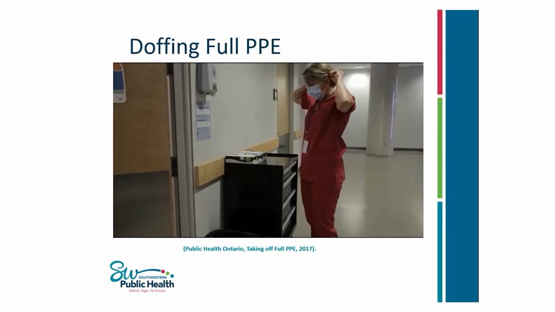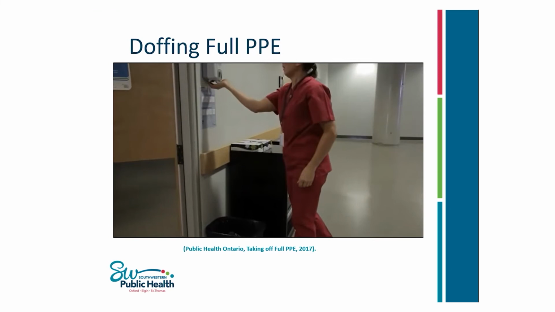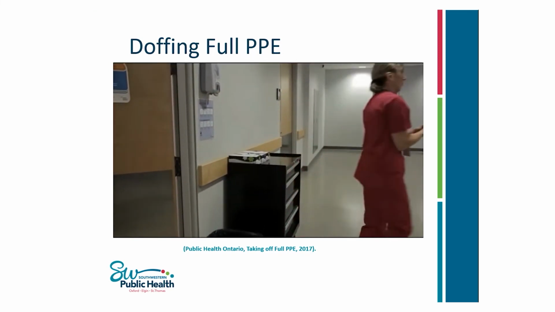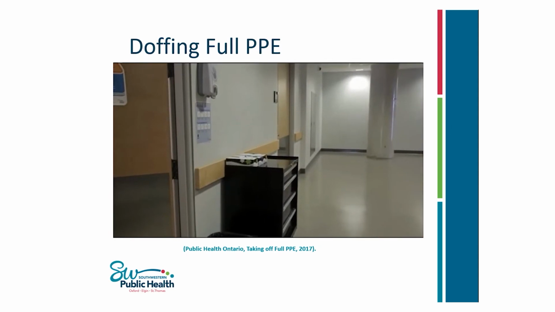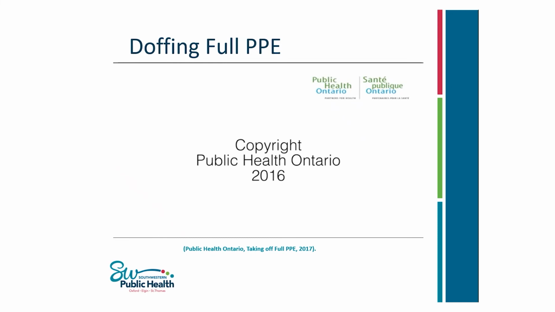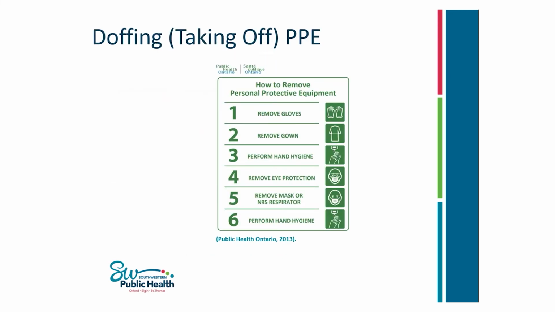And unless your mask is visibly soiled or wet, you may choose to keep it on, since we are still universally masking, unless your organization has a policy that says otherwise. And after all of that's removed, again, she's performing hand hygiene. And again, here's a sign that should be on the outside of the room where you doff your PPE.